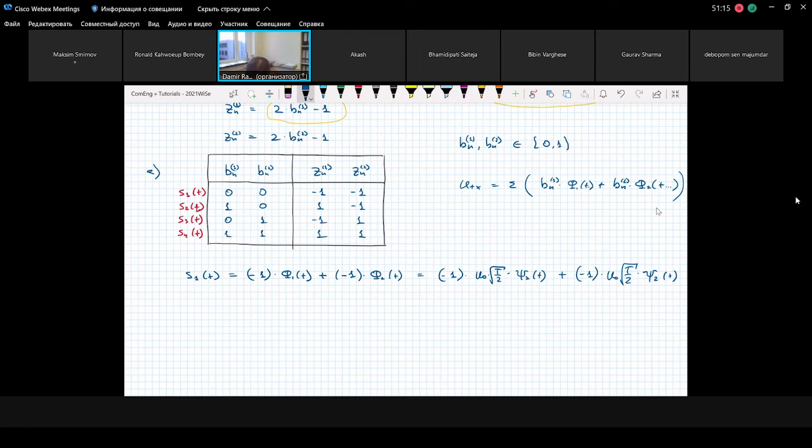Okay, so we can write something similar for the second signal. s2(t) equals 1 times the first pulse shape plus -1 times the second pulse shape function, which equals 1 times the square root of E0 T over 2 times phi1(t) plus -1 times the square root of E0 T over 2 times phi2(t). Yeah, and then we just continue.